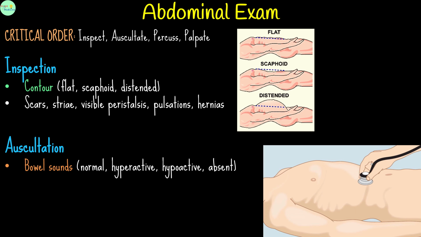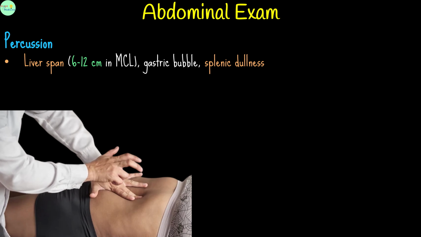Next, before disturbing the abdomen, perform auscultation. Listen for bowel sounds in all 4 quadrants, noting their frequency and character. Also, listen for whooshing vascular sounds over the main abdominal artery and near the kidneys. Then, percuss the abdomen to map out the organs.